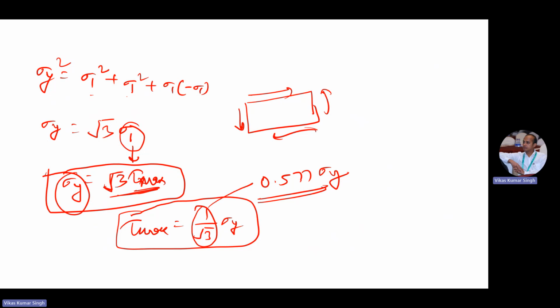So I just wanted to take one class to explain the distortion energy theory, what I did now. Next class we'll solve some problems and see if other theories of failure are coming in the assignment or not. If they are coming, we will solve and derive that thing again. Otherwise, we will move forward with the assignment. Okay. So I hope everything was clear. We will see in the next class.